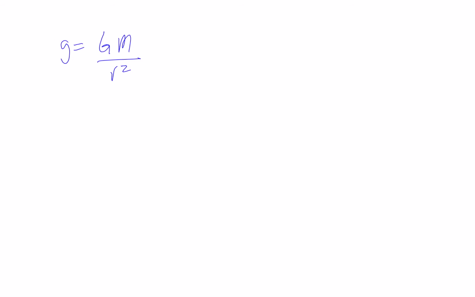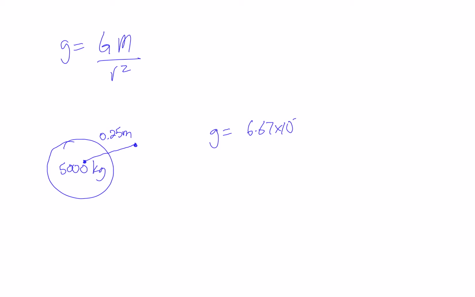So let's suppose we have some unknown mass that weighs 5,000 kilograms, and let's say we are 0.25 meters away from the center of it, so center to center, 0.25 meters. We could actually figure out what the acceleration of gravity is at that point due to that object. So all we would do is we plug in our 6.67 times 10 to the negative 11, times the mass, so 5,000, and divided by 0.25 squared. We plug that in our calculator, that'll tell us what the acceleration of gravity is at that point, 0.25 meters away.